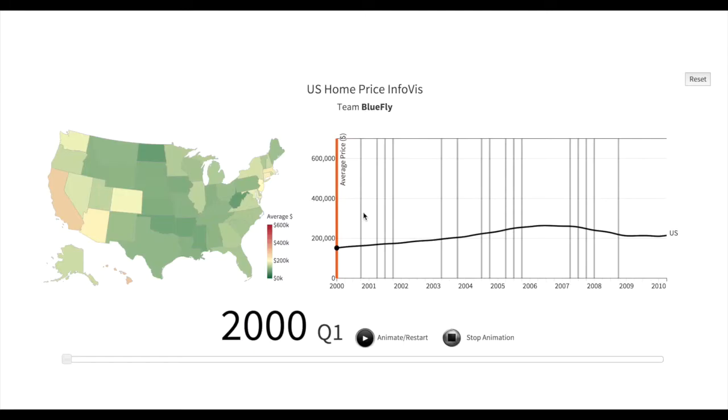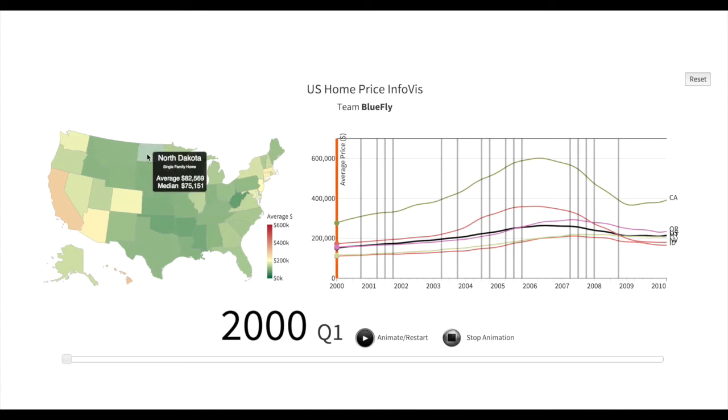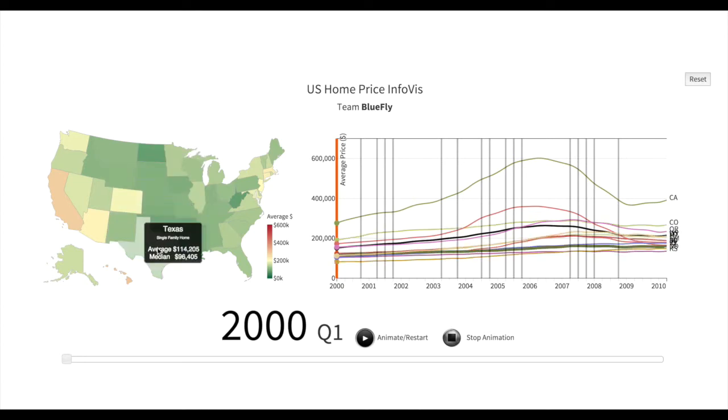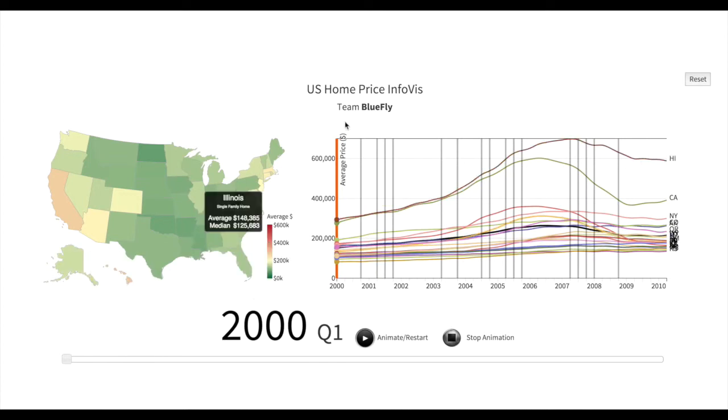And we want to explore, which states of the United States were hit the hardest by the 2008 housing crisis? So in order to solve this question, we're going to go ahead and select all the states that interest us the most. Go ahead and select a bunch of them: Texas, Georgia, Alabama, New York, Alaska, Hawaii, Florida.